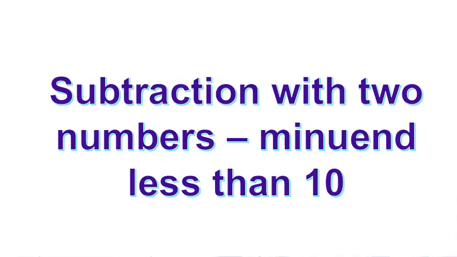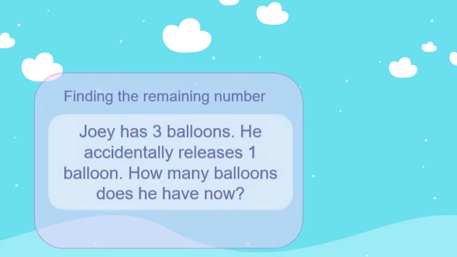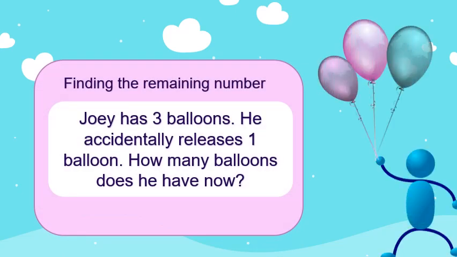Subtraction with two numbers, minuend less than 10. For example, Joey has 3 balloons. Look at the picture. He accidentally releases 1 balloon. How many balloons does he have now? Let's try to answer and find the remaining number. We can answer this in 2 methods.